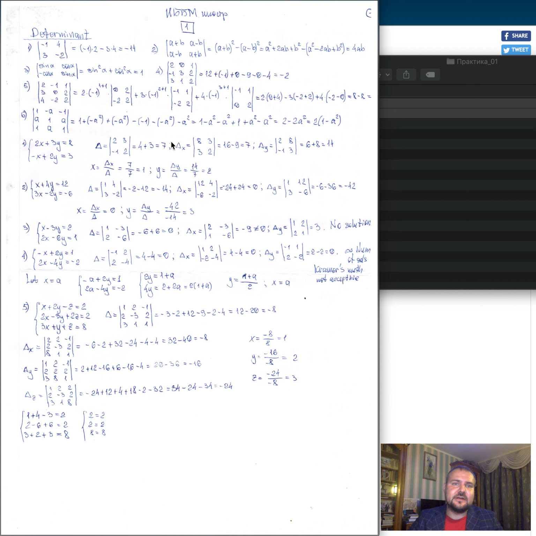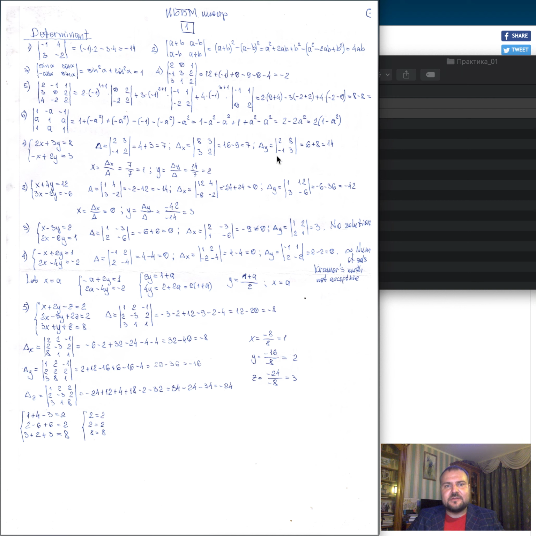Then we need to calculate the determinant for the x value. We change the number values before the x's to the values from the right column. So we change 2 and minus 1 for the 8 and 3. And we calculate the determinant for x, and get some value.